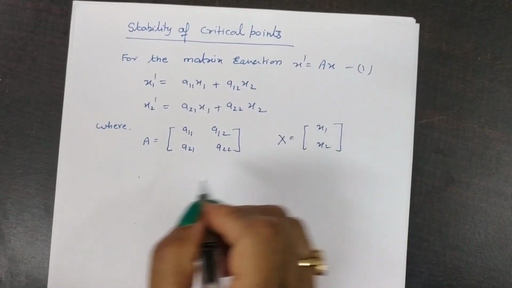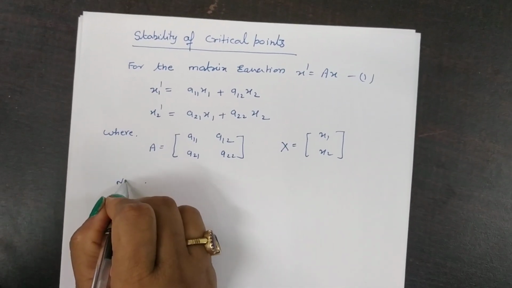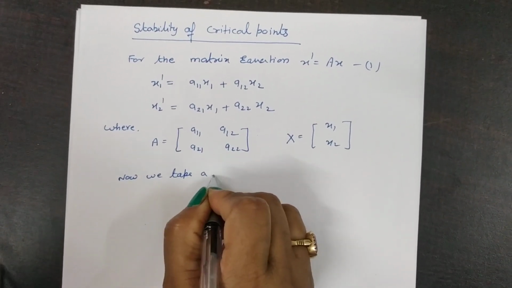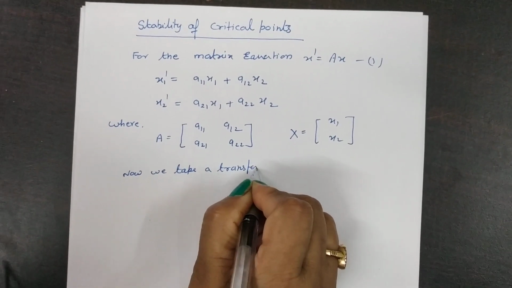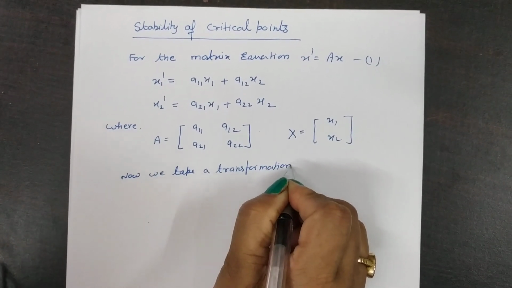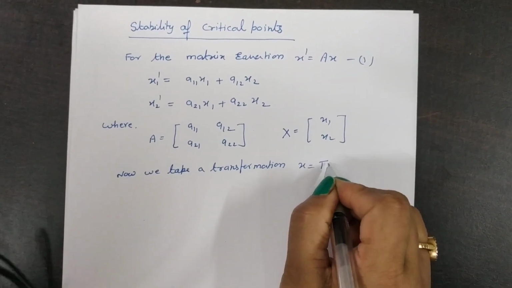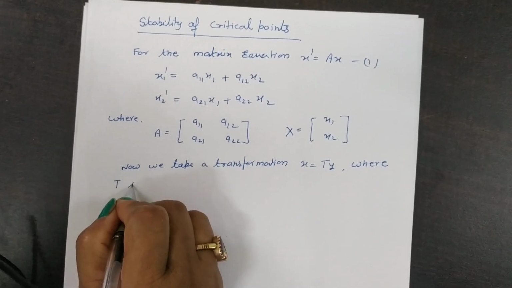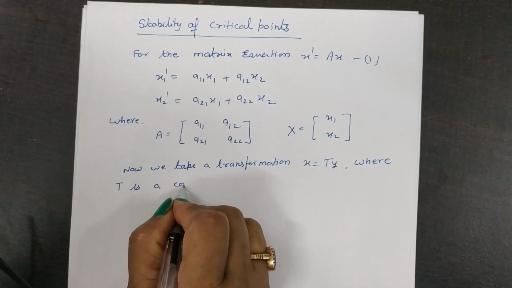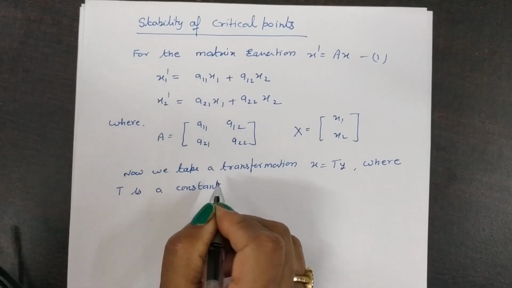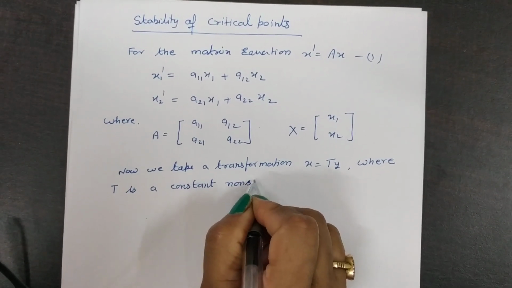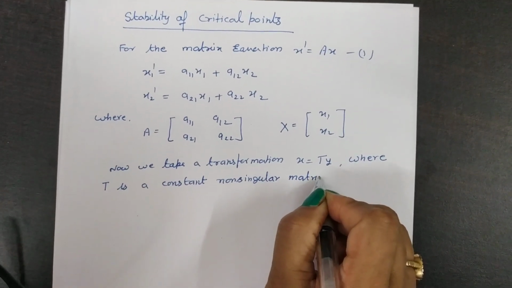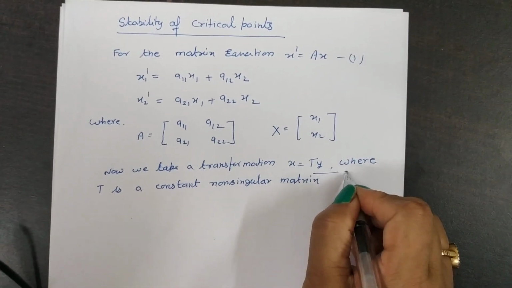Now we take a transformation x = Ty, where T is a constant non-singular matrix. Now let us suppose that this is equation number 2.